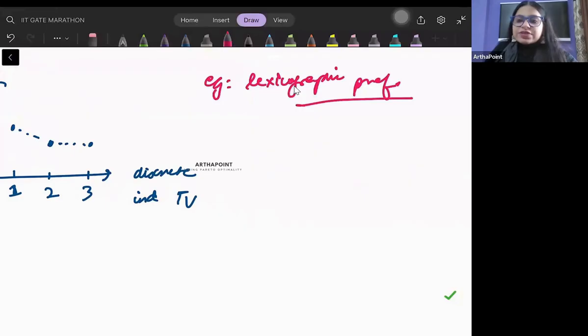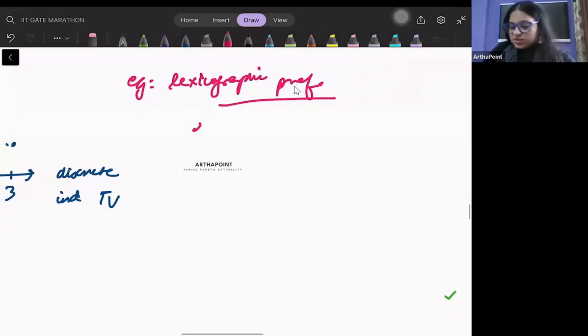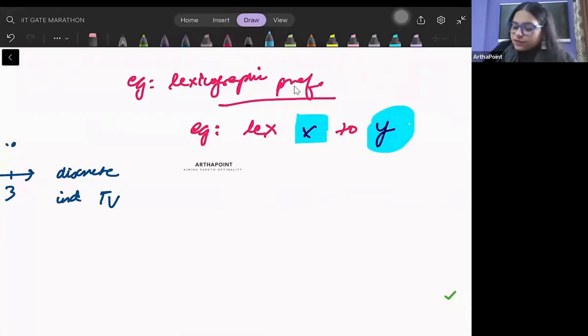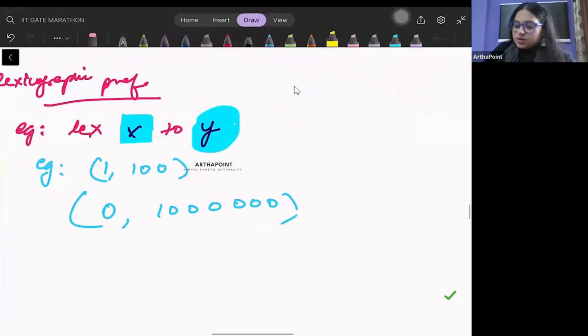So what are lexicographic preferences? Lexicographic preferences are those preferences where you will always prefer more of that good which you're lexicographically preferring. For example, when I say lex x to y, it means I want x over y. So if you tell me there are two bundles, 1 unit of x and 100 units of y, and 0 units of x but 1 lakh units of y, then I will prefer this bundle. I want to prefer the bundle which has x over the bundle which has y.